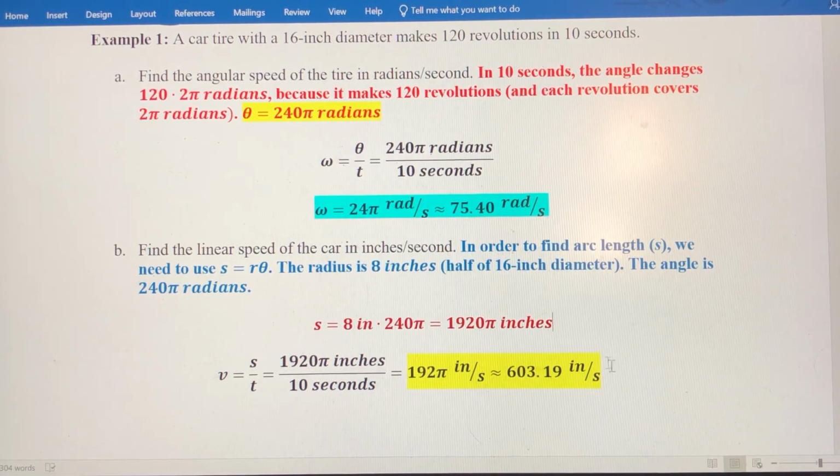Now, if you want to convert this to miles per hour, which might have some more meaning for you, you can do that. I've got some videos on dimensional analysis that you can watch. But for now, just because we were asked to find the linear speed in inches per second, that's where we're going to stop.